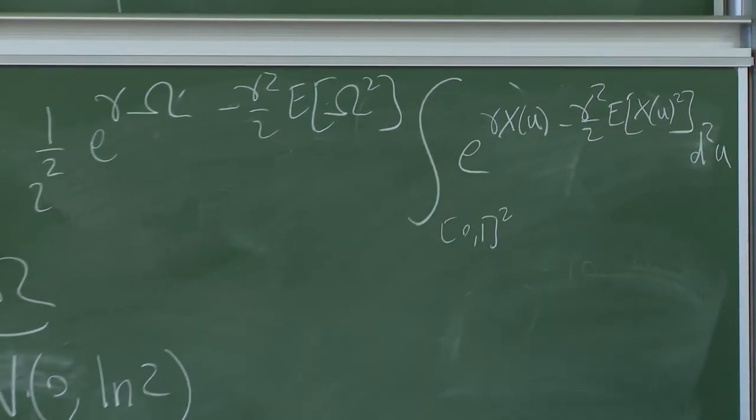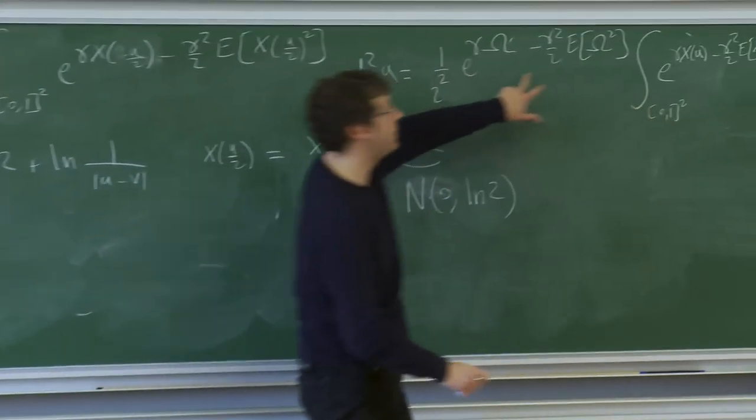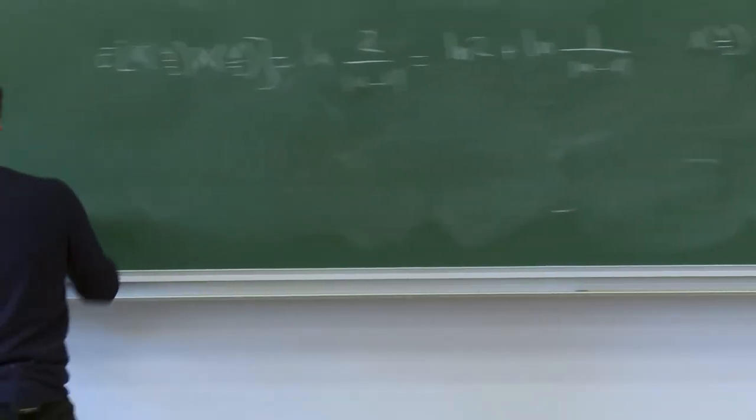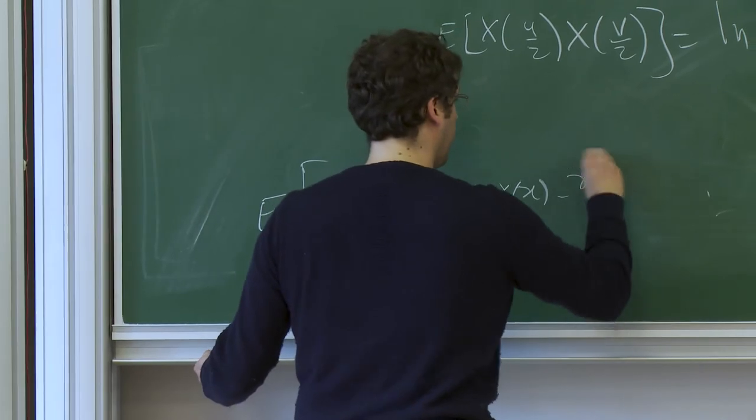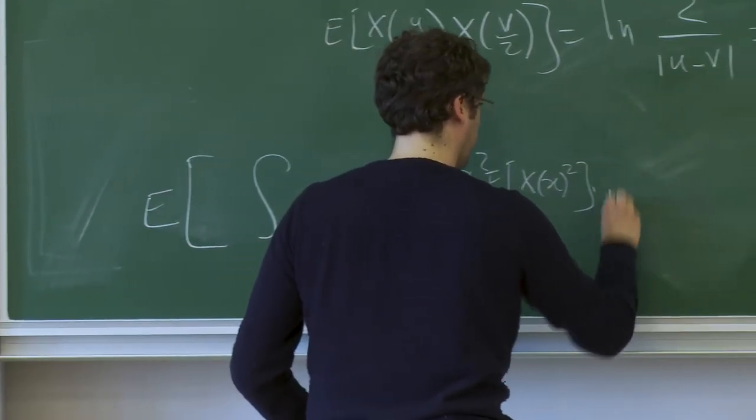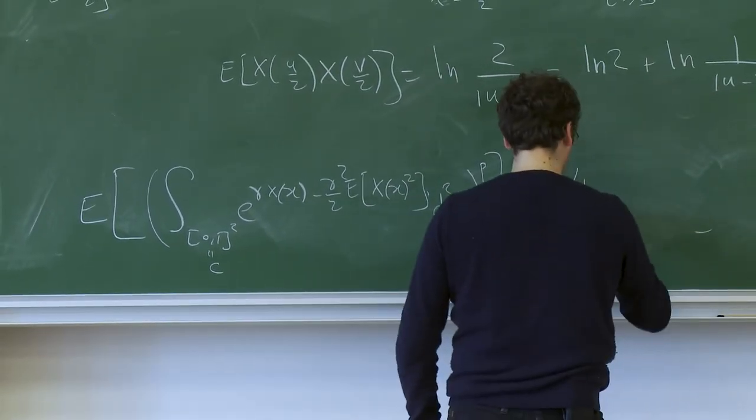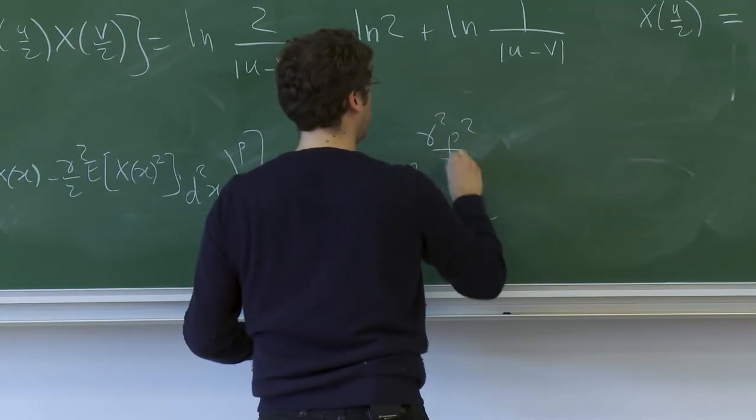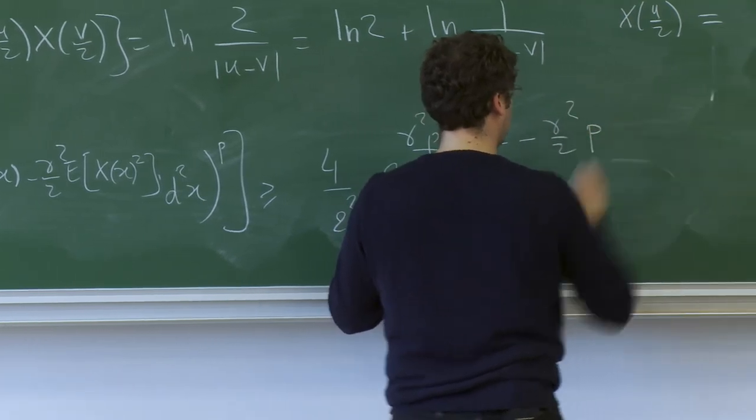Now I plug in this inequality. This guy integrated on the square is bigger than 4 times the same guy integrated on the C1 square. But I know that integrated on the first square, C1, I can relate it: it's the same thing as the initial guy times an independent Gaussian variable. So let's plug this in. I get that the expectation of the guy on the standard square C, to the power p, is greater or equal to 4 times 1 over 2 to the power 2p, times exponential of gamma square p square over 2 log 2, minus gamma square 2p, times the same thing.